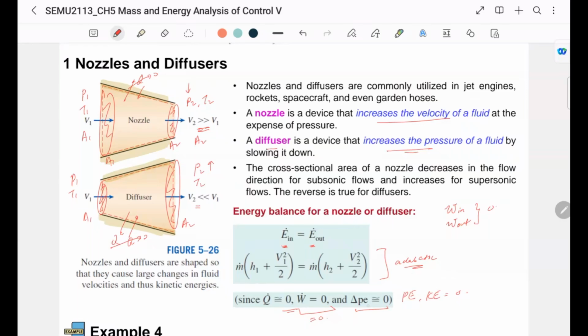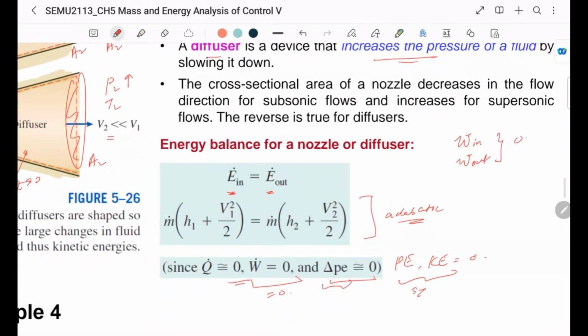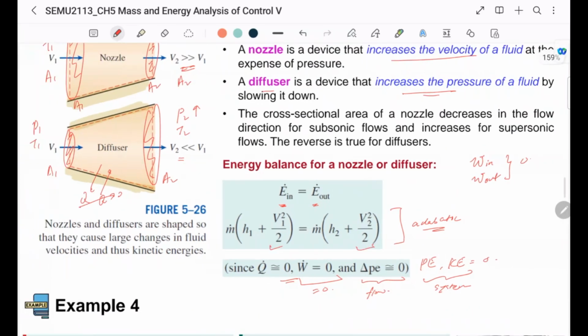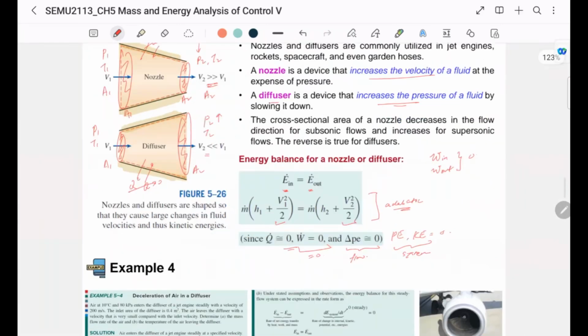This here is for the system. This here, the small cap one, they are referring to the flow. So the change in the flow kinetic energy, there is, but the change in the potential energy in the flow is zero as well.